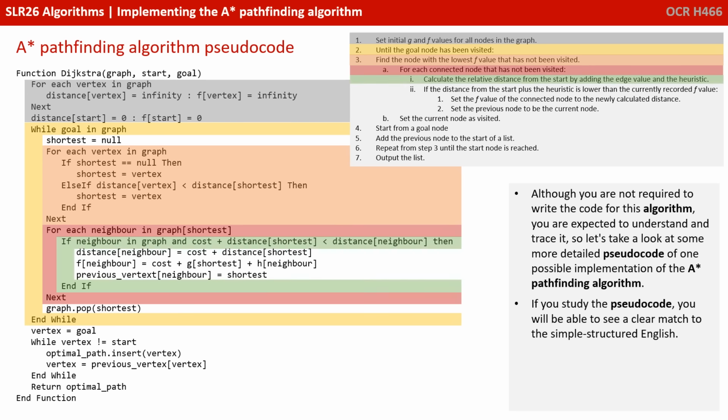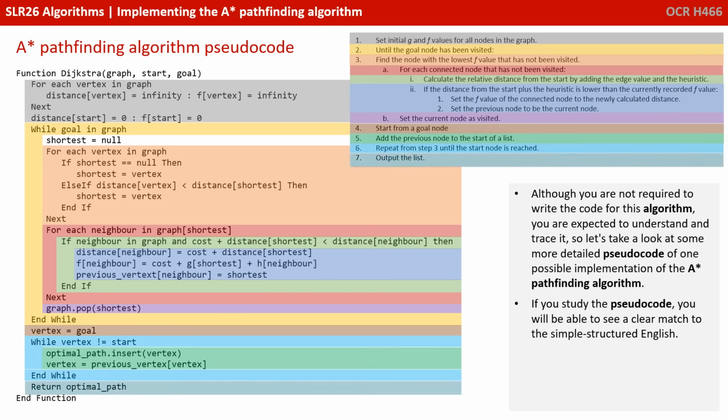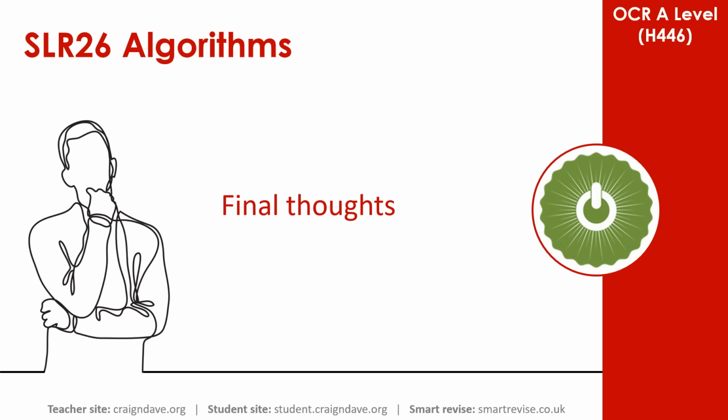Now, although you're not required to write the code for this algorithm, you are expected to understand and trace it. So let's take a look at some more detailed pseudocode of one possible implementation of the A-star pathfinding algorithm. If you study this pseudocode carefully, you'll be able to see a clear match from the simple structured English through to the pseudocode. Pause the video and have a look carefully at how each of the sections of structured English have made it into pseudocode, and how that relates to the logic of the worked example we just showed you.